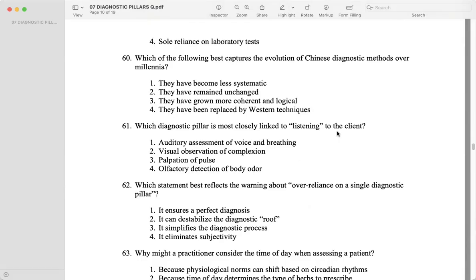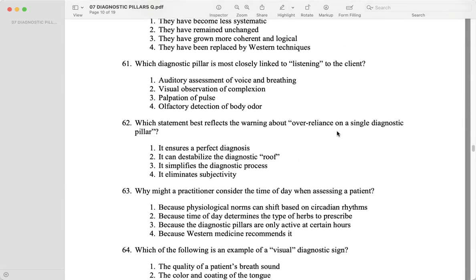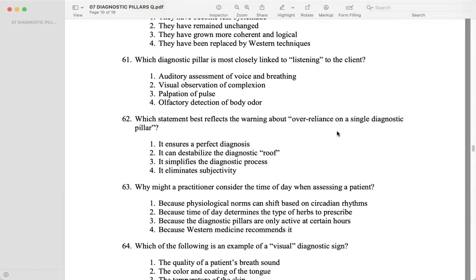They have grown more coherent and logical. Yes. Which diagnostic pillar is most closely linked to listening to the client? Repeat question. Auditory assessment of voice and breathing.